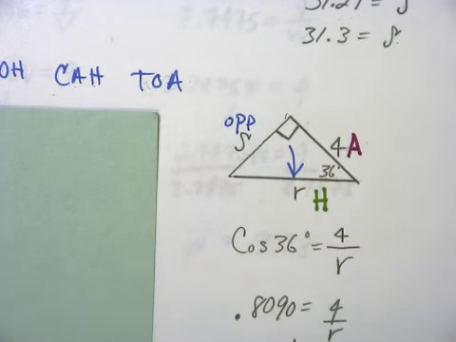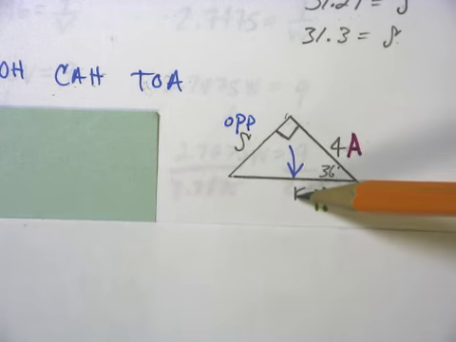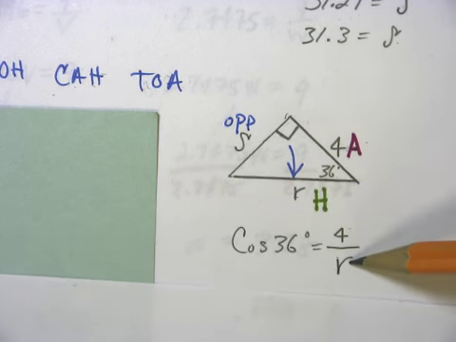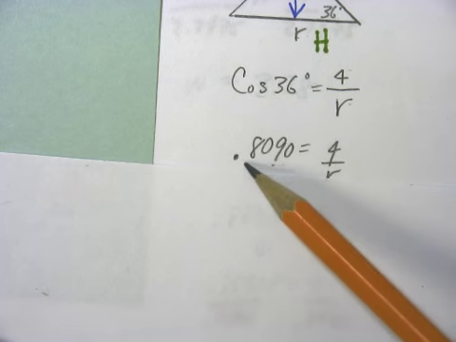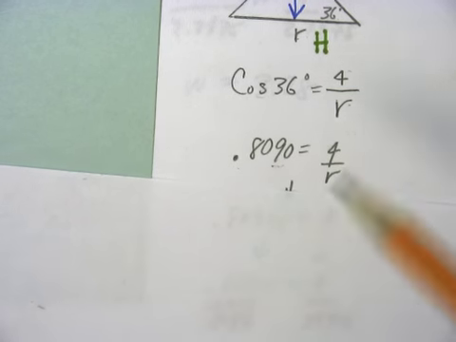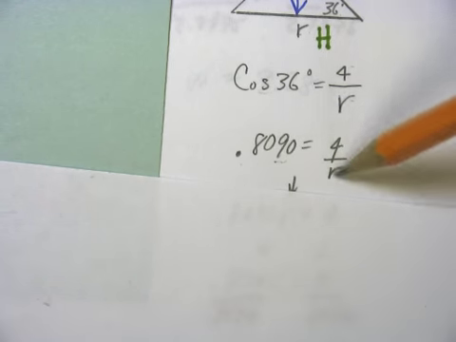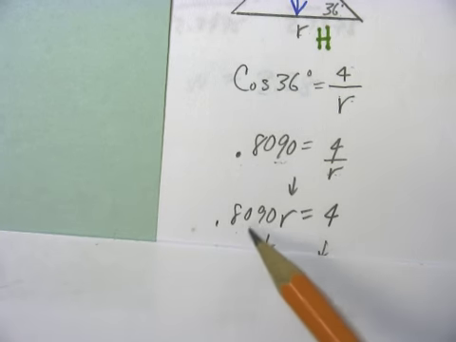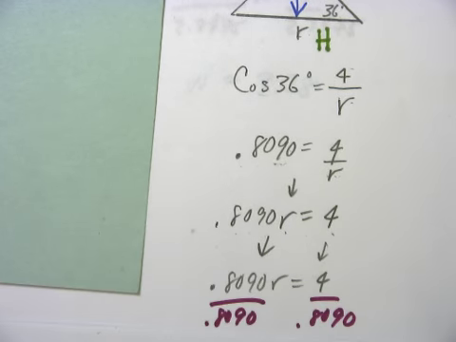So let me block this out here. The cosine of 36 degrees is equal to the adjacent over the hypotenuse. The adjacent is 4, the hypotenuse is R. So the cosine of 36 degrees is 4 over R. I plug this into my calculator, and that gives me 0.8090 is equal to 4 over R. I have to get rid of this denominator. How do I get rid of it? Multiplying across the equal sign.